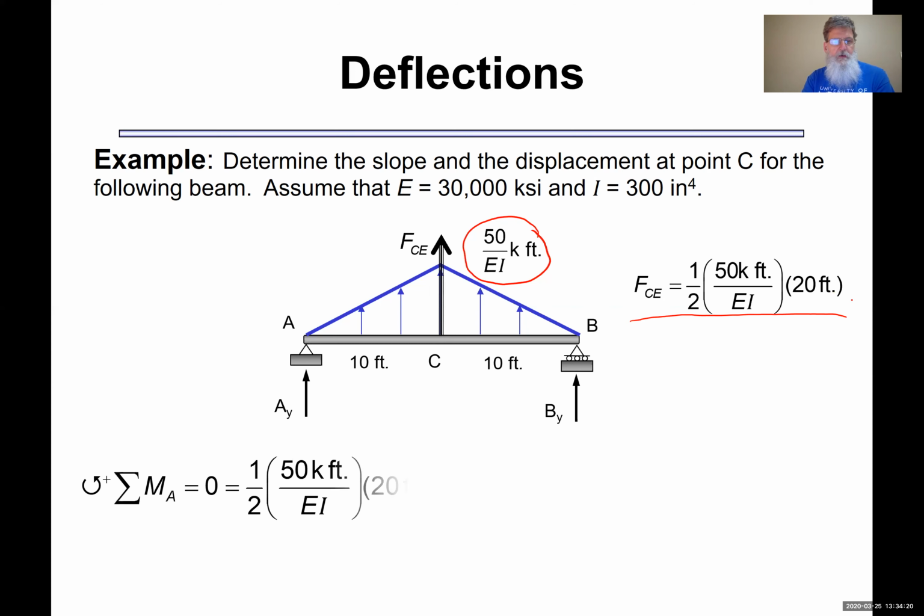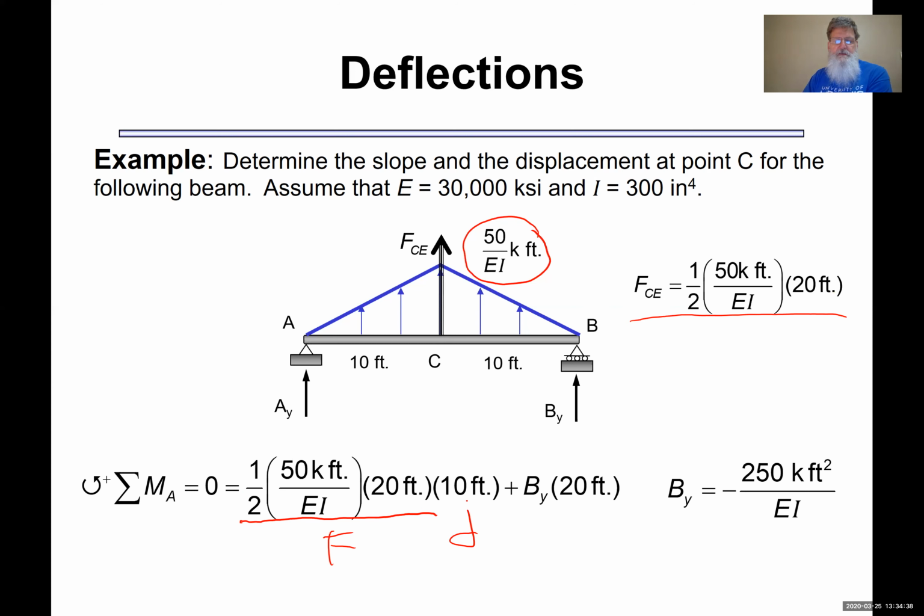So I'm going to sum moments about A. So I've got, there's my force, 1/2. And then that's the force. And then there's my distance. And then force By and distance. So I can find my reaction By. In this case, it's negative. So it's actually down, which makes sense. My forces are all going up. So you'd expect my reactions to be down. And again, notice the units again, kip feet squared over EI.